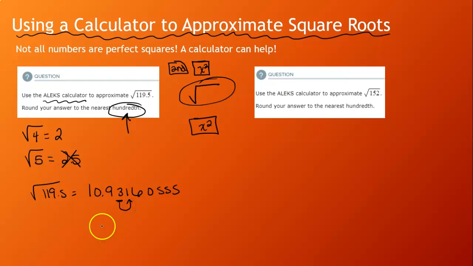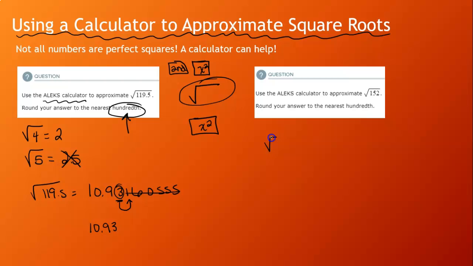We look to the right. Anything that's 4 or below tells me to keep that number the same. Anything that's 5 or higher tells me to round up. So in this case, I'm going to keep the 3 the same and take everything else off. So my answer should be 10.93. You pause the video and try this next one on your own.